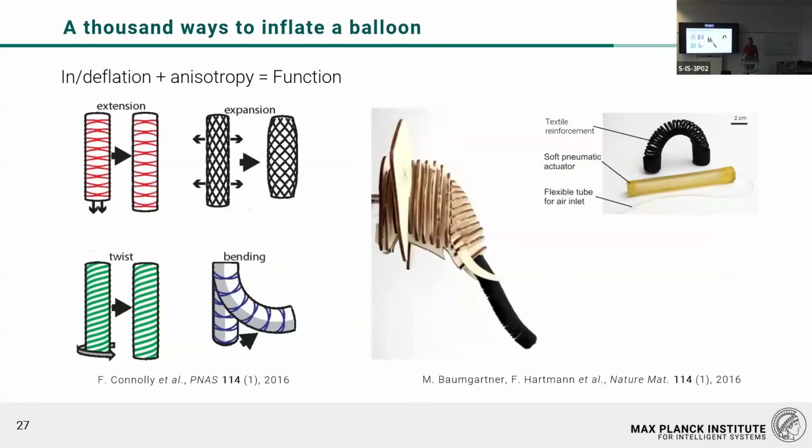Let me talk a bit about how to achieve different forms and shapes. We can, of course, play around with reinforcement, ways to generate anisotropy in our inflating structure. We can create extension, we can create expansion, just by playing around with the reinforcement around it. We can generate twisting and bending motions as well, plus start combining those building blocks to achieve arbitrary motions.